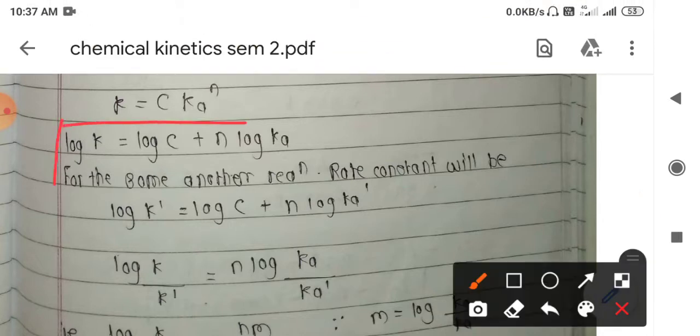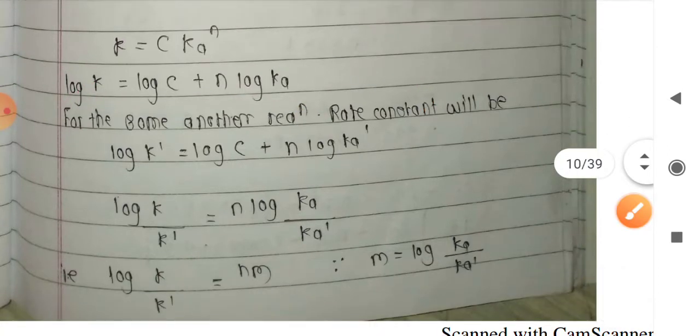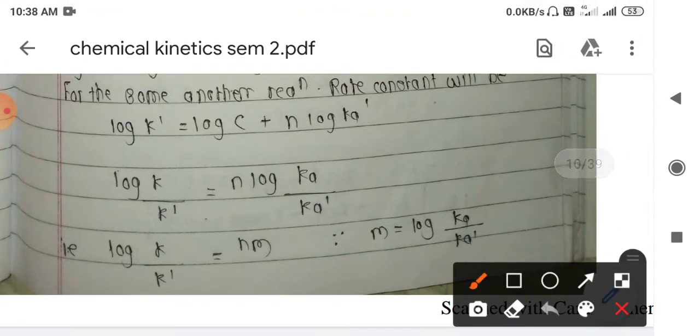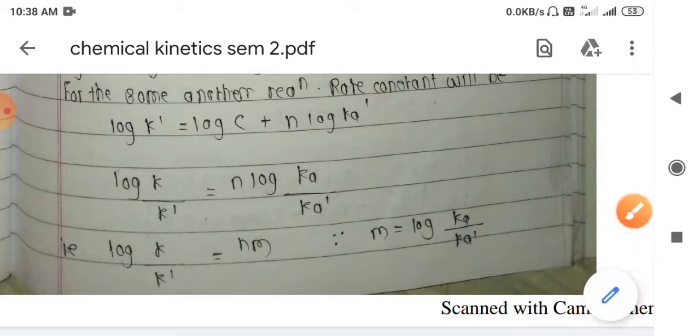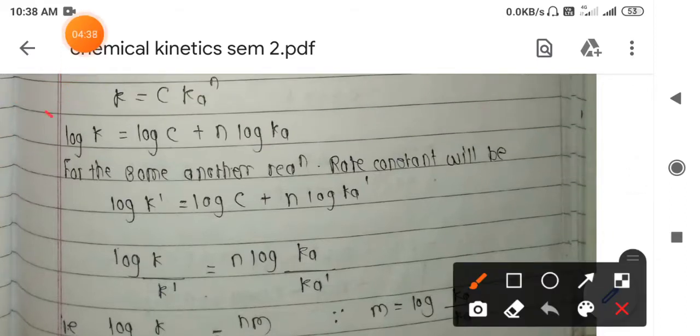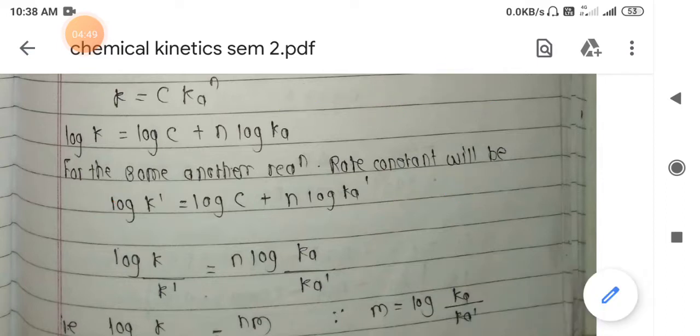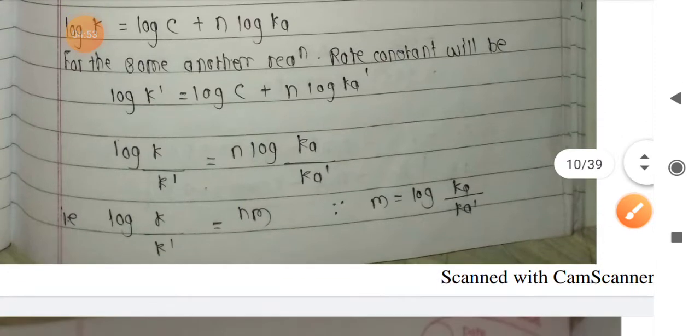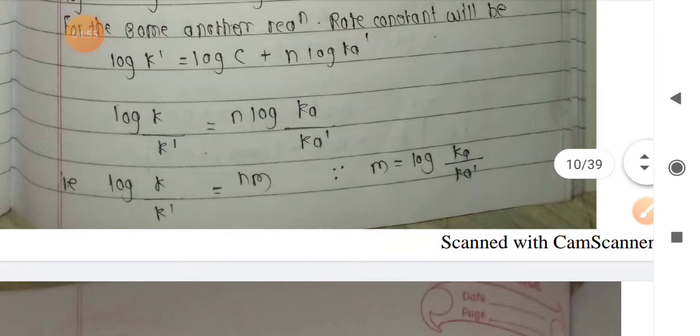Once we have this, we simply take the log on both sides. So log k equals log c plus n log K. For another reaction the rate constant will be different. Consider that this reaction is applicable for one type of substituent, and another for another type. Suppose this is applied for NO2, and this is applied for the NH2 substituent. Certainly there is a difference in the rate constant. So if we take the ratio of the two equations, we will get what?